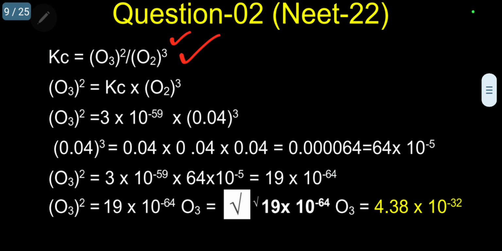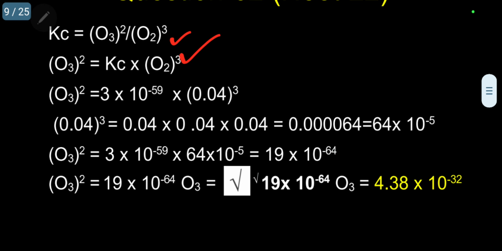So that is products by reactants, Kc. But we want only O3, ozone; the O2 value is given, the Kc value is given. So let me bring it to the left-hand side. O3 whole squared equals Kc into O2 whole cube.